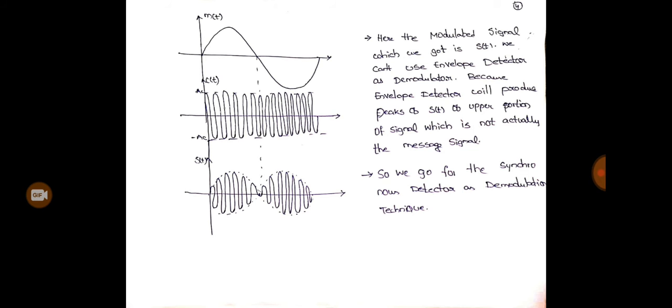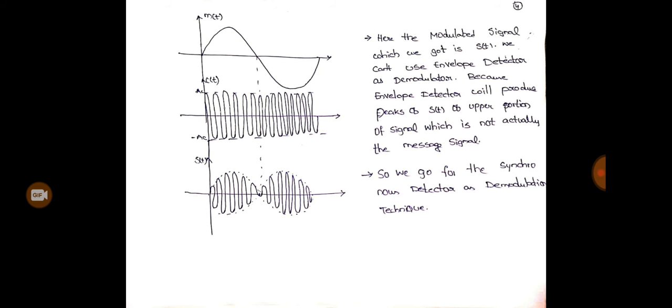But actually, if you consider the peak value, the envelope detector will be on only for the positive half of the cycles. So we'll get the peaks of the upper half. But actually the message signal is present in the peak of the upper half as well as the peak of the lower half. So the output you are getting at the envelope detector is not the actual message signal. So we are not going for the envelope detector.